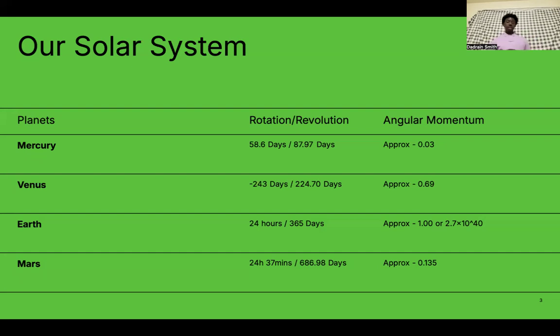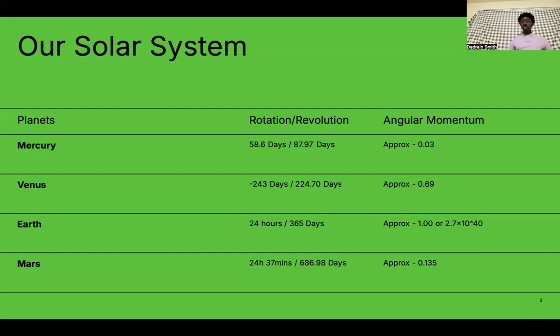Venus, like I said, goes clockwise at a negative 243 days rotation on its axis and 224.7 days revolving around the sun. Then we have Earth with a 24-hour rotation on its axis and 365-day revolution around the sun, with an approximate angular momentum of 2.7 times 10 to the power of 40. Then you have Mars, very close to us, with a 24-hour and 37-minute rotation on its axis, very similar to us, but it has a 686.98-day revolution around the sun.